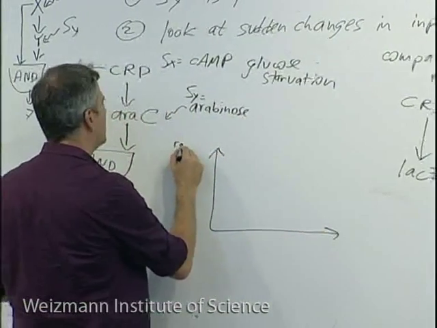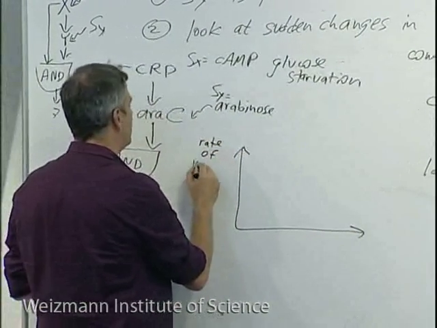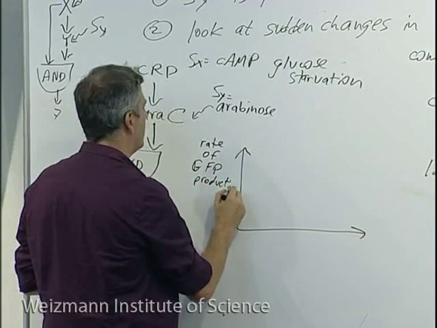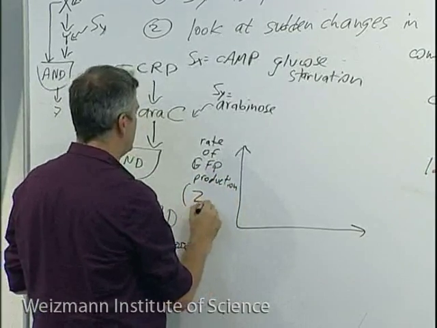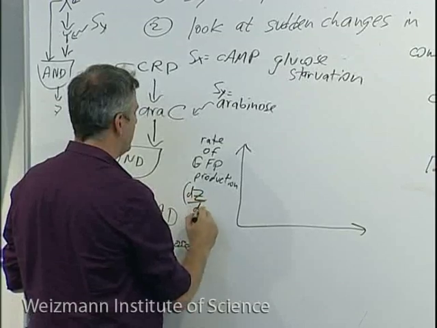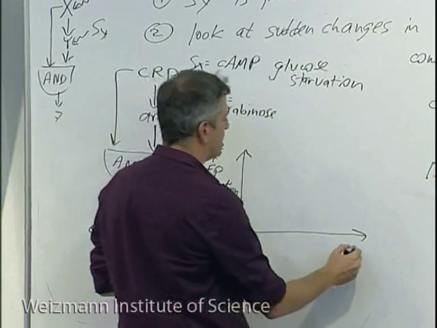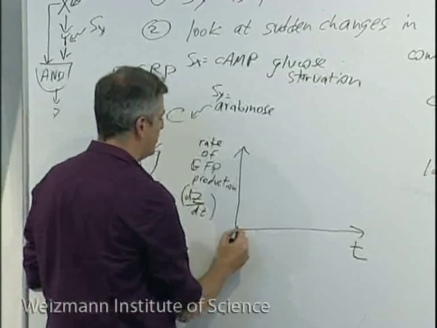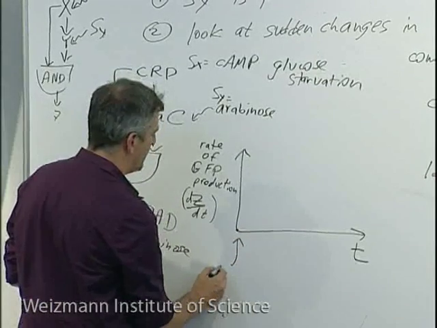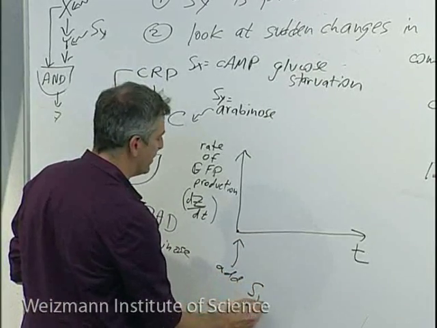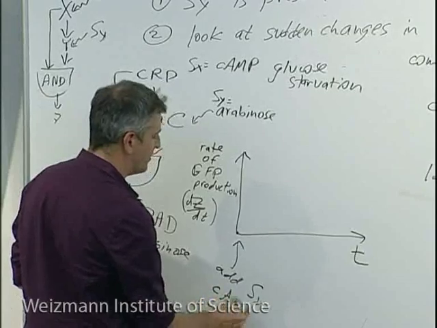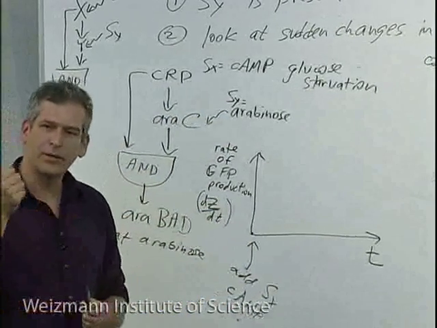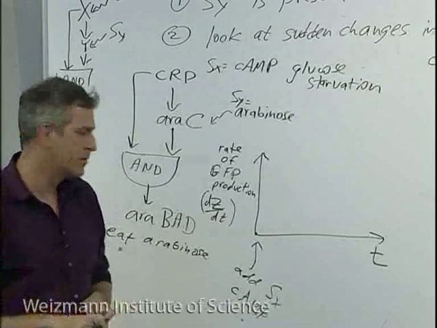So this is rate of GFP production, or Z production, as a function of time. And at this point, t equals 0, you add the signal, Sx. You can add cyclic AMP outside of the cells. It mimics glucose starvation. Just add the signal with the pipette, time t equals 0.